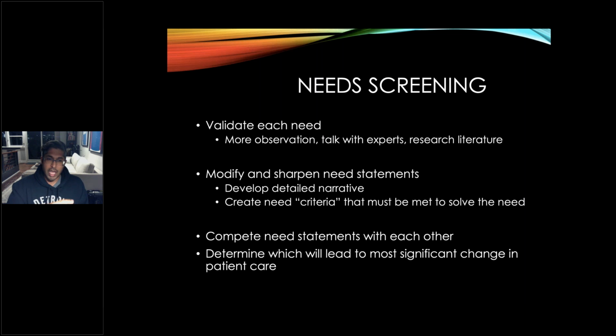So again, having a more detailed story will actually help you ultimately create a better need statement and help you in your journey in the biodesign process. Once you've created all your need statements and perfected multiple of them, then you're going to want to compete them with each other and see which one is the best. And ultimately, in an ideal world, I should say, you want to pick the need statement that's going to lead to the most significant change in patient care.